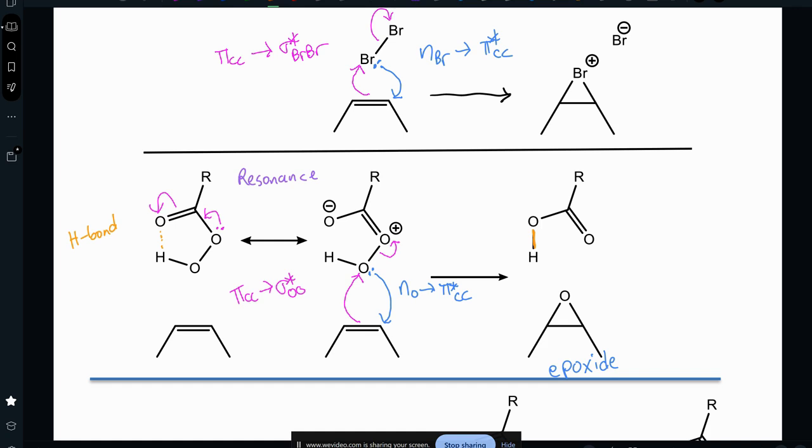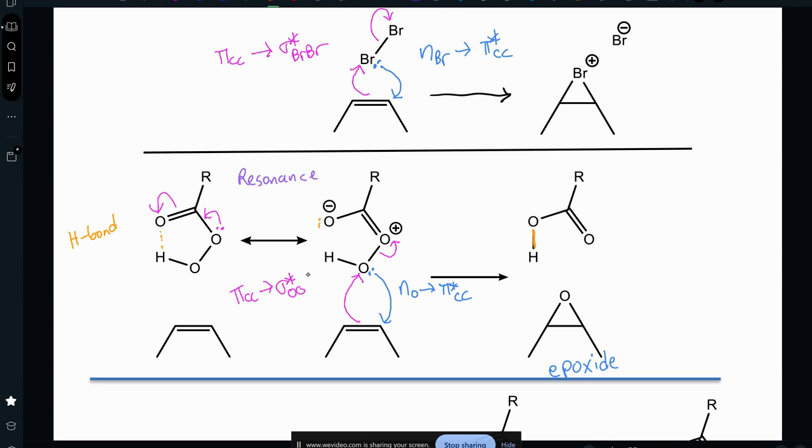Hydrogen bonding, something you learned about in your first chemistry class. You'll talk about them in biology. But there was already a hydrogen bond there. So what we're going to do is show that hydrogen bond actually turning into a real bond. How does that happen?